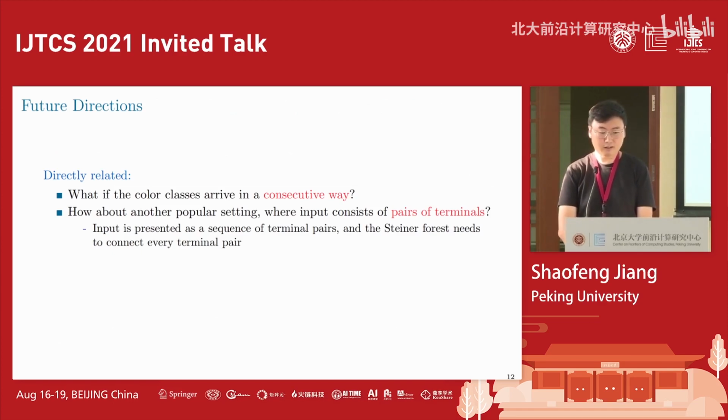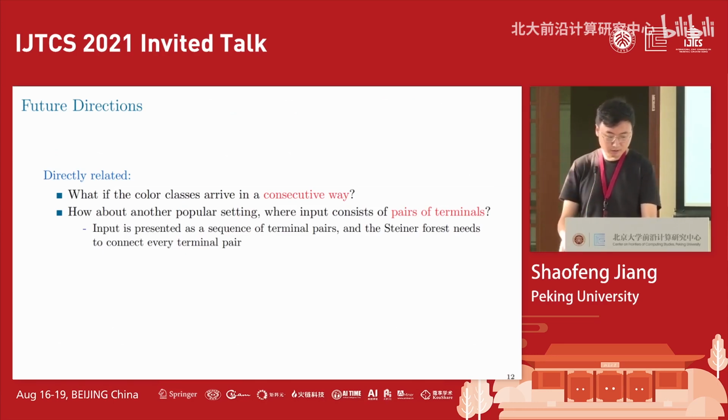Another related setting: for Steiner forest, we have another popular setting, which is called the pair setting. In this setting, the input is not colored, but each input is a pair of terminals, and the goal is to find a minimum weight graph that connects every pair of terminals. This can easily be reduced to the color setting in the offline setting. However, we are not aware of any easy reduction in the streaming setting, so it would be interesting to study this model as well.